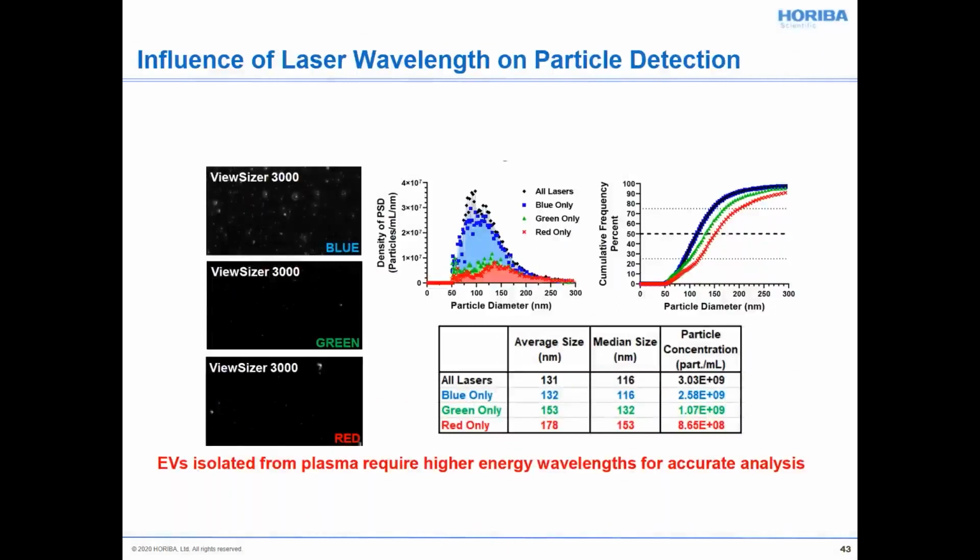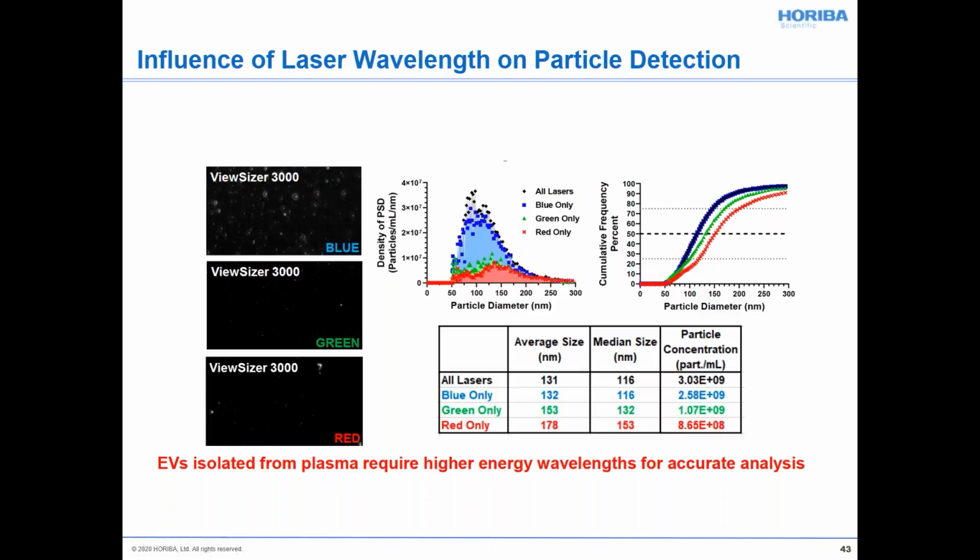So here is another set of results with the three lasers on particle detection. The black points on the size distribution kind of shown in the middle is all three. Blue only, you can see the peak of the smaller sizes. Green is the peak kind of peaking up here at the middle sizes, and the red only is the largest sizes and the lowest concentration.